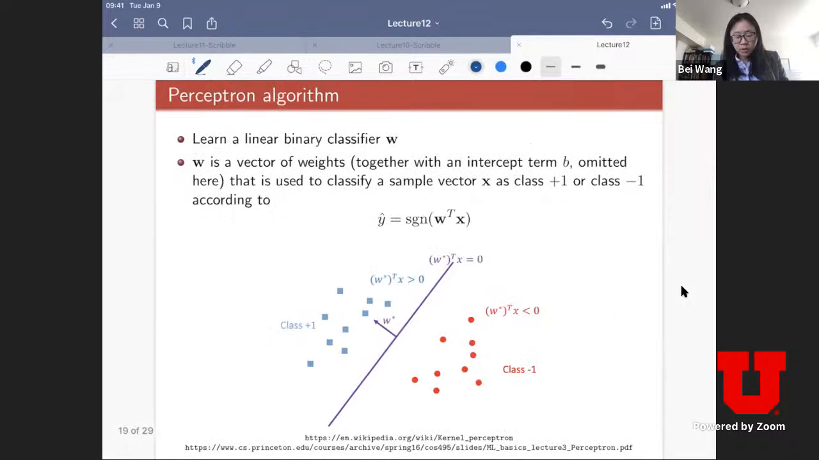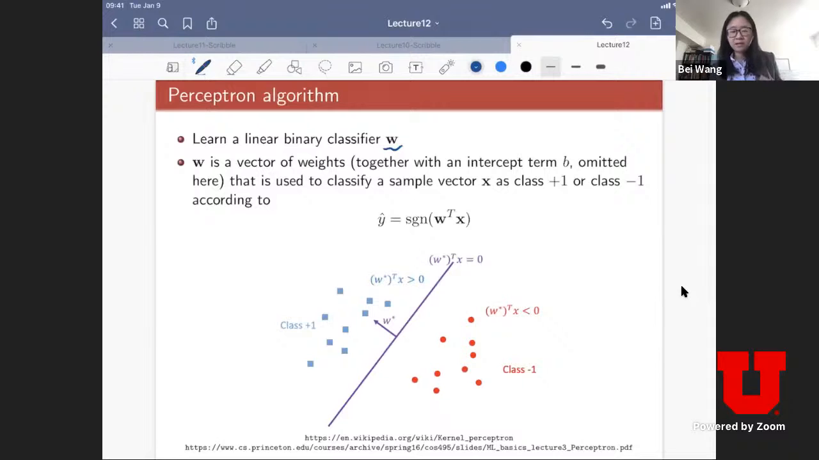So what does the perceptron algorithm do? It tries to learn a linear classifier. Again, I'm talking about binary classification, so there are only two classes. This classifier is described by a vector of weights. There's another term, b, but I'm not going to worry about that right now. Just think about this term W, the classifier, which is a high dimensional vector, and it's used to classify a sample.